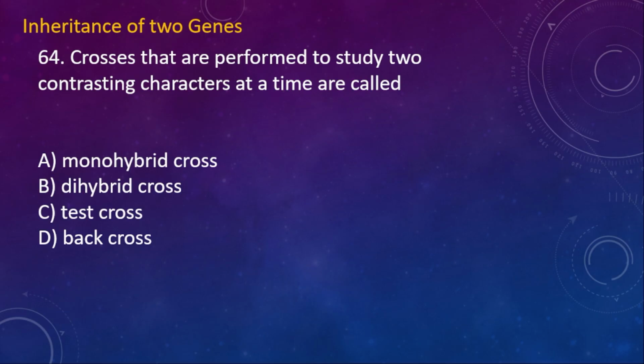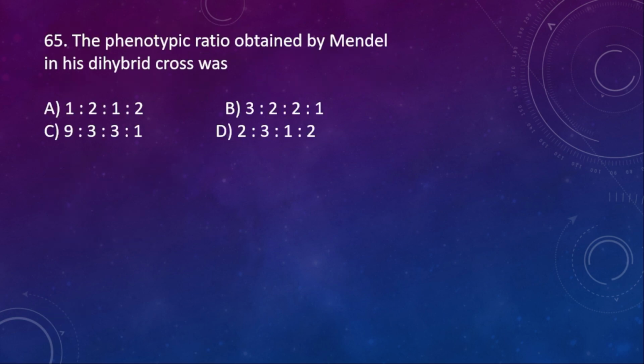64th question. Crosses that are performed to study two contrasting characters at a time are called... He mentioned there, two contrasting characters. So here you can go with dihybrid cross. What is the phenotypic ratio?